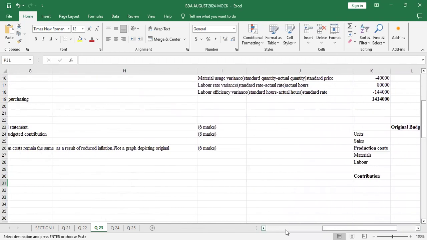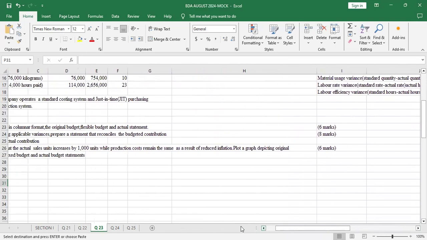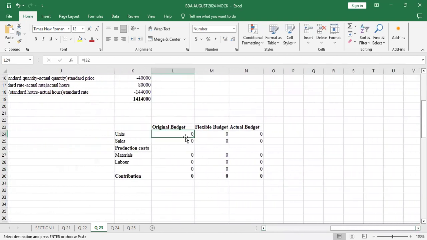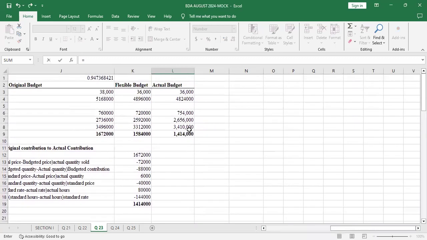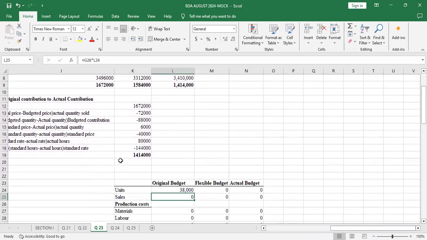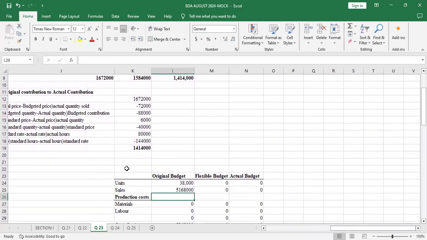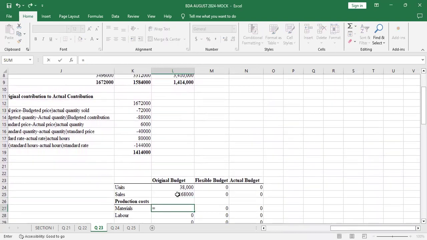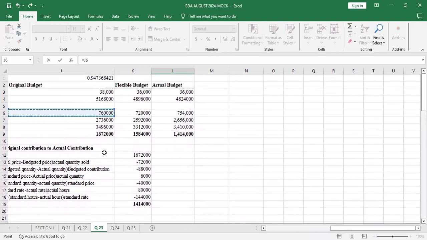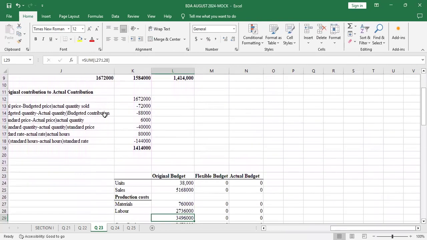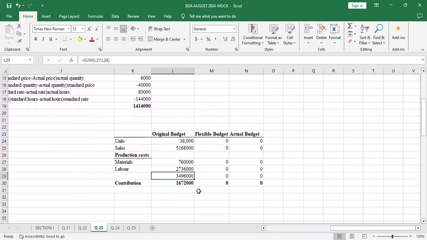We are told that the only thing that changes was the actual sales units, so the original remained the same. I'll copy the data for original, the units, just the way they are. I'll do the same to sales, the same to materials, and the same to labor. Then the values are copied.